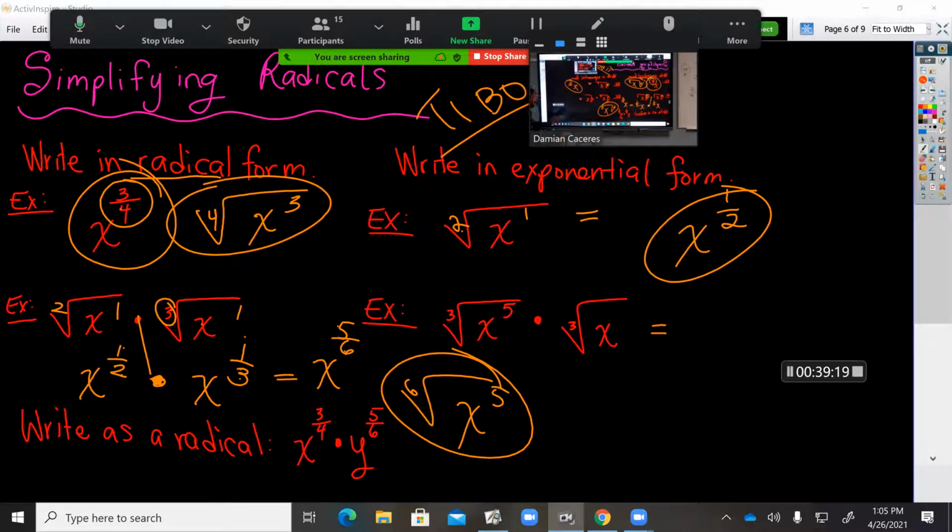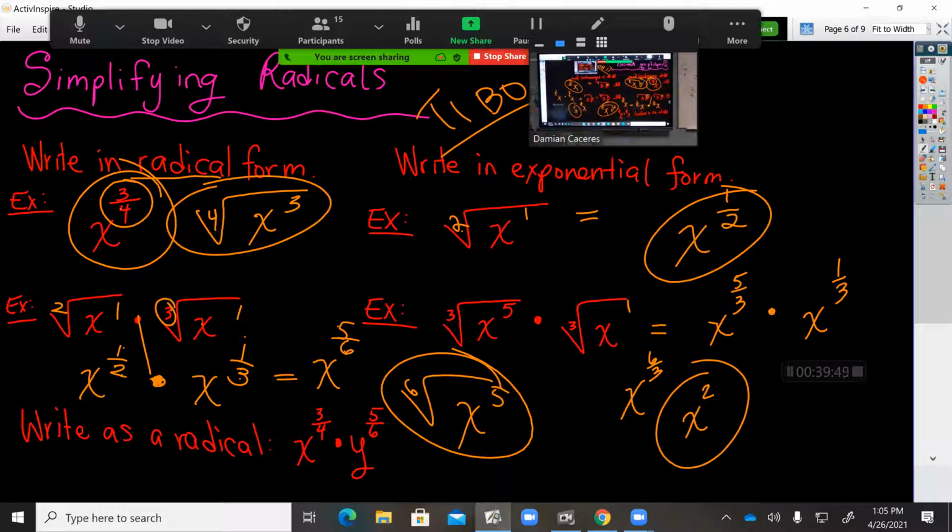Second example, top in, bottom out. So we have x to the 5 over 3 times x to the 1 over 3. Top in, bottom out. Now, what's the rule with multiplication? Add the exponents. If you add 5 over 3 plus 1 over 3, it gives you 6 over 3. Now, can we leave the answer with a 6 over 3 fraction? That has to be simplified. 6 divided by 3 is 2. So we get x to the second power.